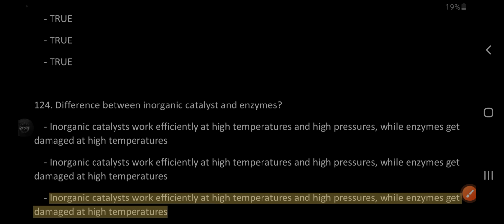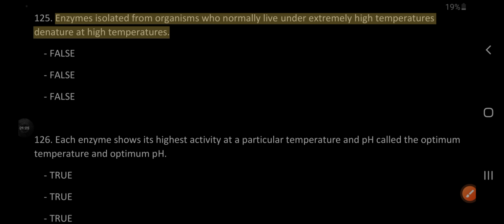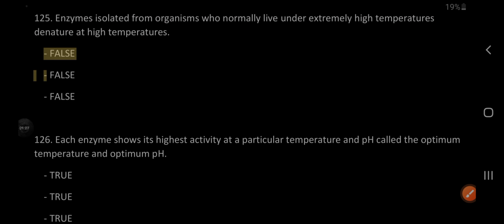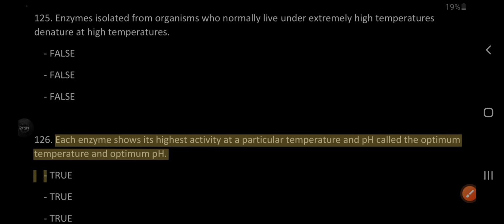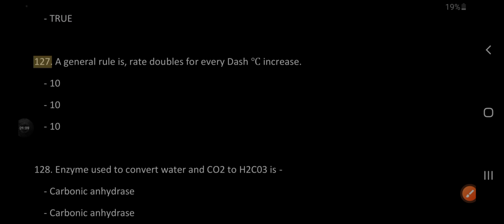125. Enzymes isolated from organisms who normally live under extremely high temperatures denature at high temperatures. False. 126. Each enzyme shows its highest activity at a particular temperature and pH called the optimum temperature and optimum pH. True. 127. A general rule is, rate doubles for every dash increase. 10.